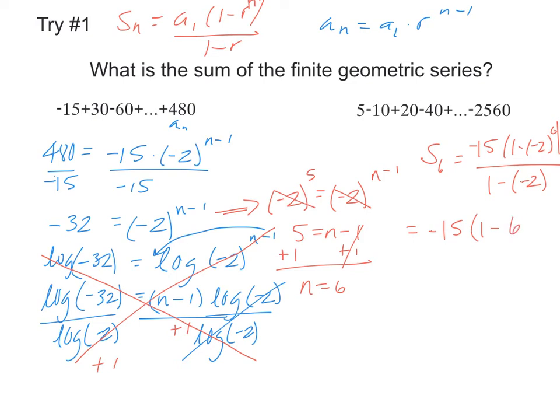It's going to be 64 over, that's a negative and a negative, so it makes a positive, so it's going to be really 3 for the denominator. And let's see, 1 minus 64 is negative 63. If I multiply that times negative 15, we're going to get 945, and then finally if we divide by 3, s sub 6, or the sum of those 6 values, is going to be 315.